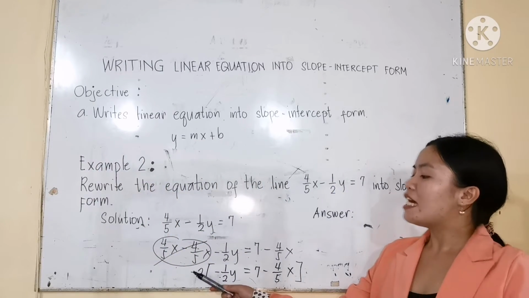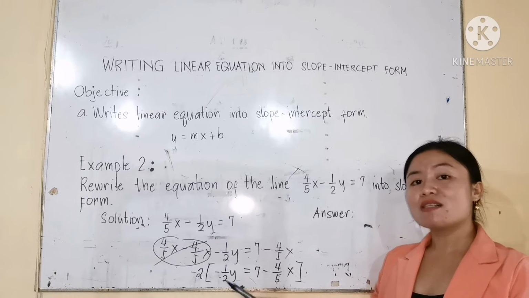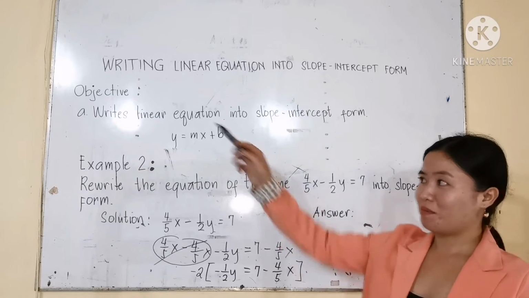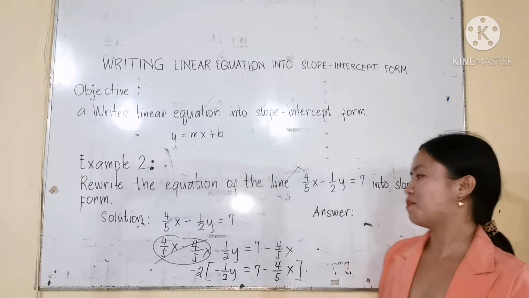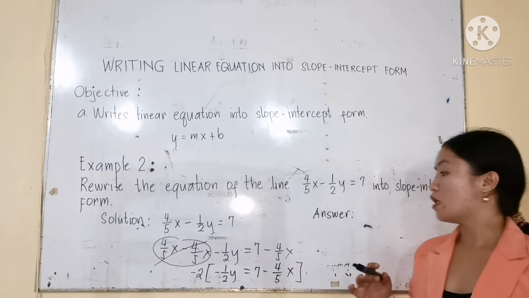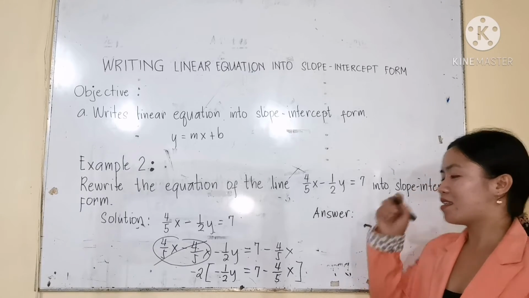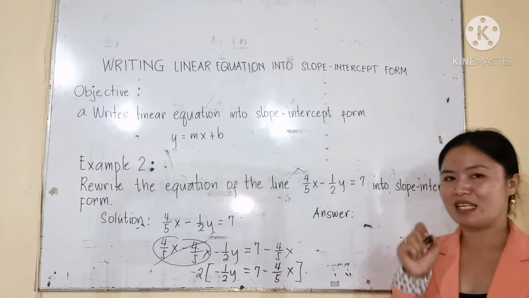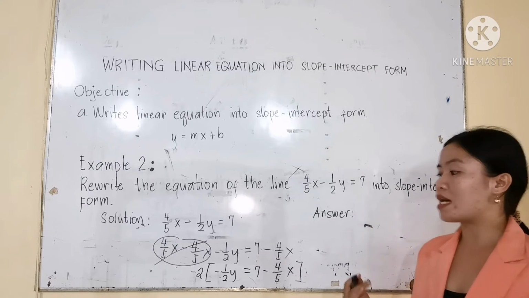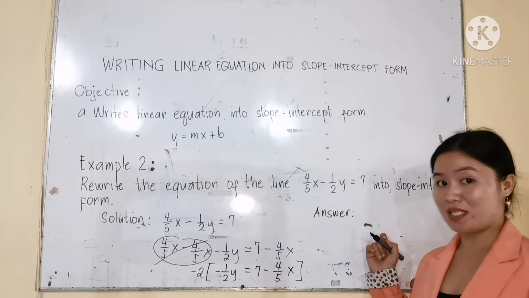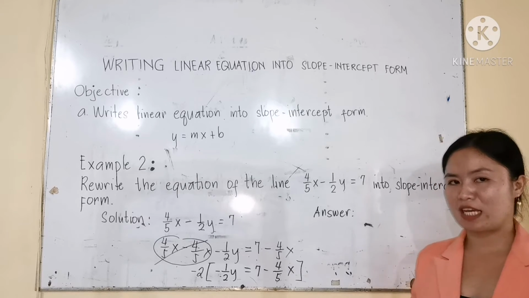Okay. Negative times negative equals positive. So it's okay now because it's already positive. If it is positive, it is okay that you're not going to write a positive sign. It's understood that the variable or the number is positive if it has no sign.